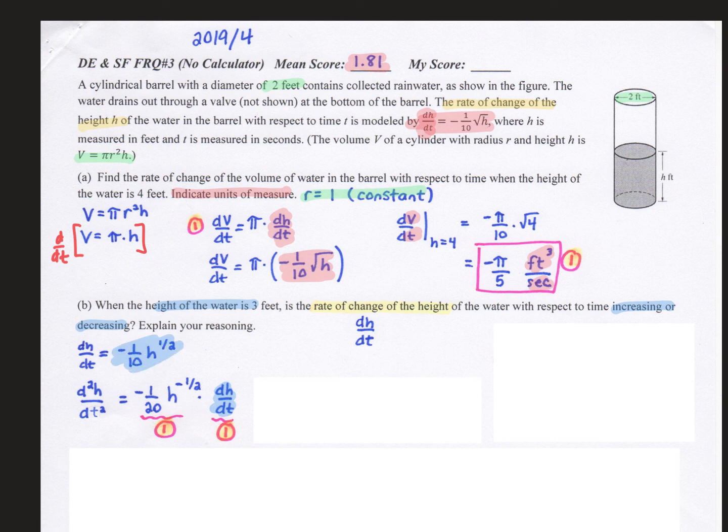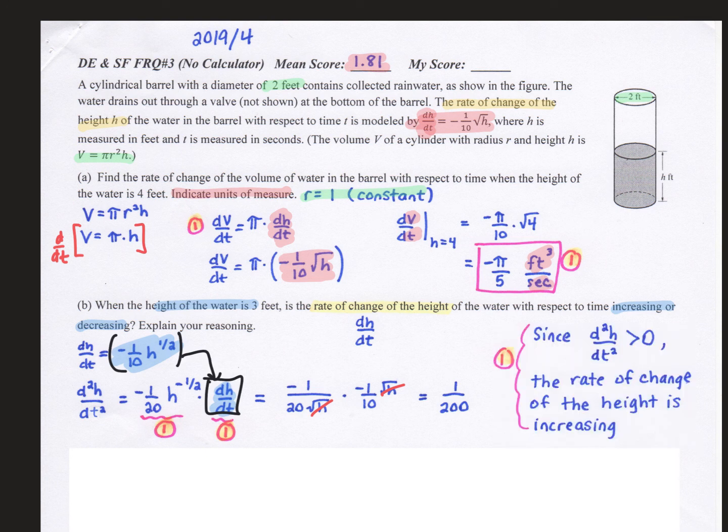So all I'm going to do is slip that -1/10 h^(1/2) in the place of the dH/dt. And my square root of h's are going to cancel out, and that just leaves me with 1/200. My second derivative is a constant 1/200. That is a positive value. So since my second derivative is positive, the rate of change of the height is increasing.